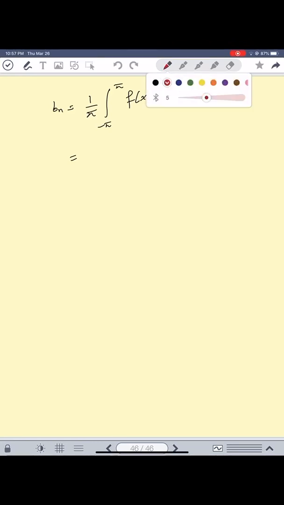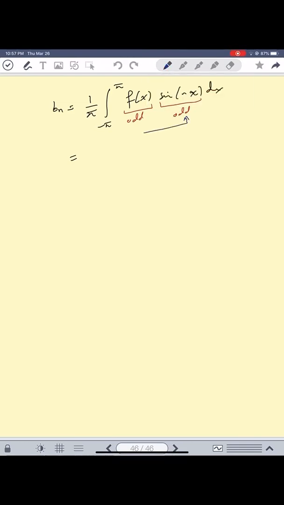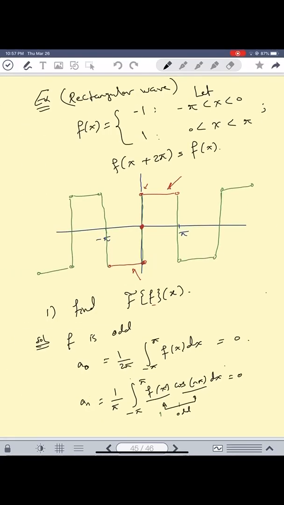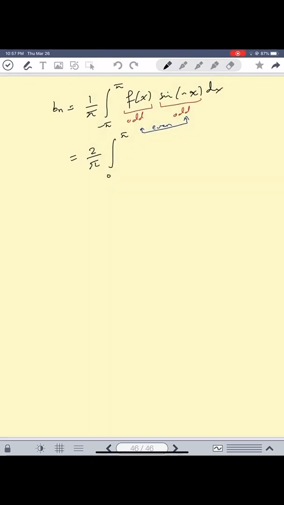So let's write this just to make sure we get everything. This is odd and this is odd. This means that the product is even, and when you integrate an even function from negative pi to pi, it's double the integral from 0 to pi. Between 0 and pi, what's my function? According to the definition, it's 1. So you replace f of x by 1 times sine nx dx. So basically this is my integral. You just do the integral. What's the integral of sine? It's negative cosine over n, from 0 to pi.